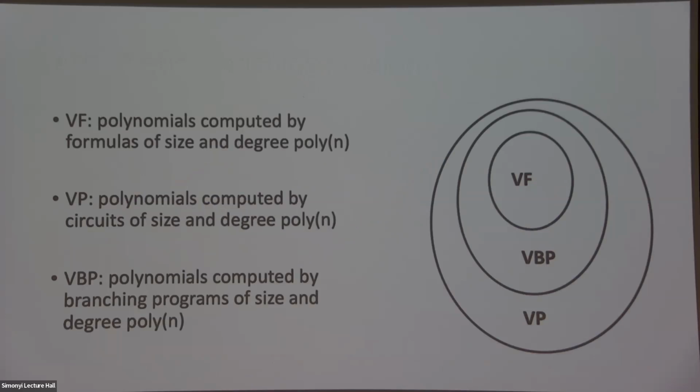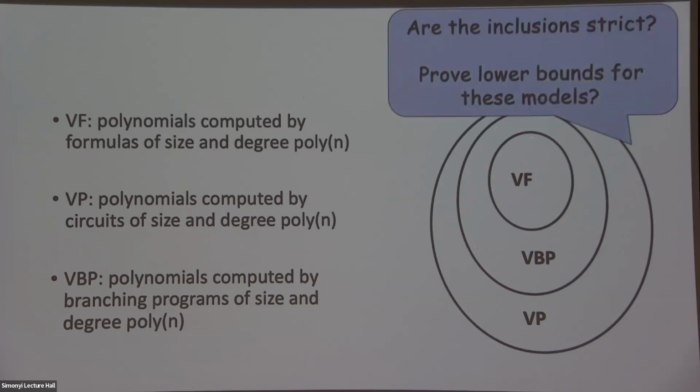And it's known, so if I define VF to be the class of polynomials computed by polynomial size formulas of polynomial degree, VP is polynomials computed by small circuits, VBP is the class of polynomials computed by small branching programs, then these inclusions are known: formulas can be simulated by branching programs, and branching programs can be simulated by circuits. And I think there's a belief that all these inclusions are strict, but we don't know how to prove it.